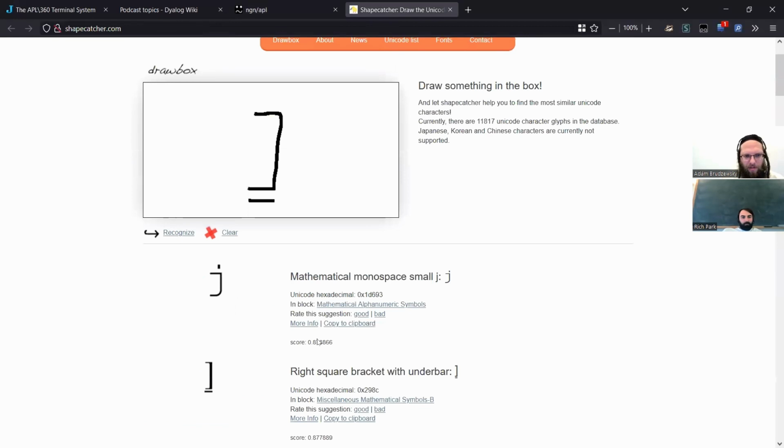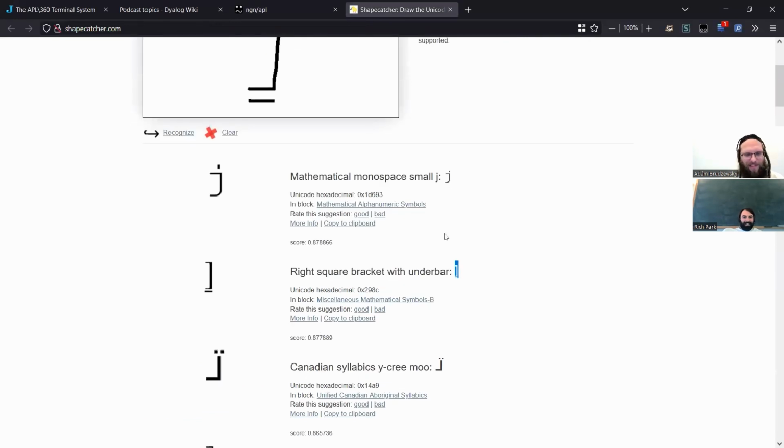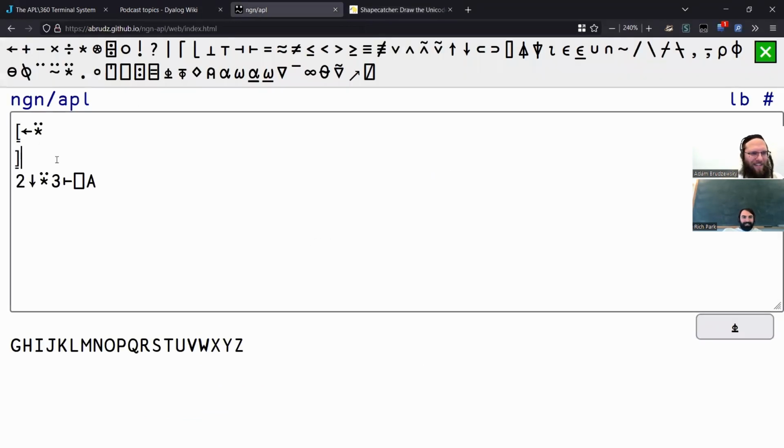I love shape catcher. It's like the best thing since sliced bread. Yeah. Have we got sliced bread in Unicode? Let's find out. You should have found a better bracket than that. Whew. I mean, I think it ran. Yeah, I mean, there you go.